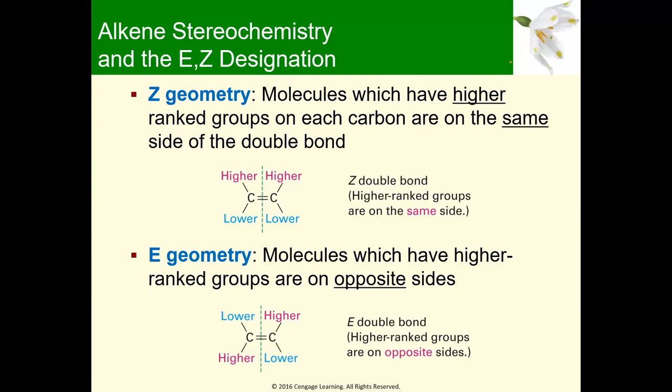So the little hint that you can try to remember is this: it's Z, "Zame, Zide." You pull out your best Arnold Schwarzenegger impression or German accent, to help you remember that when the higher priority group of each carbon, remember you've got to do each carbon, you look at this carbon, you assign one group on the carbon to be higher, the other one is by default lower. You do the same thing on the other carbon. And if both of the higher priority, or you could say both of the lower priority, are on the same side of that alkene, that's Z geometry. If they are on opposite sides, that's E geometry.